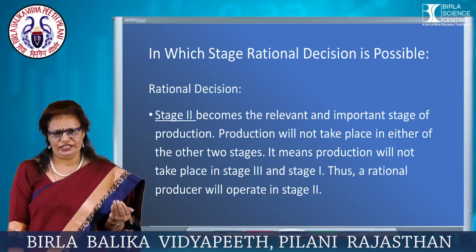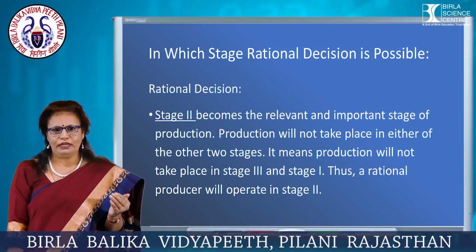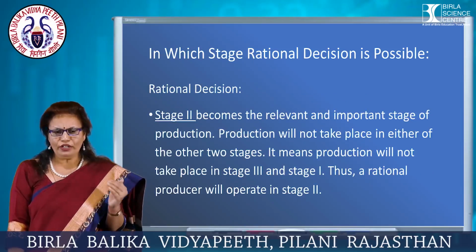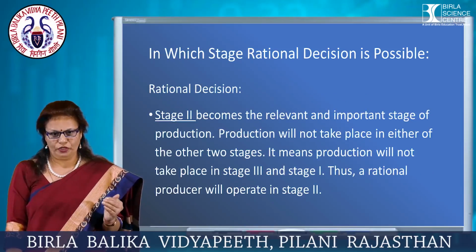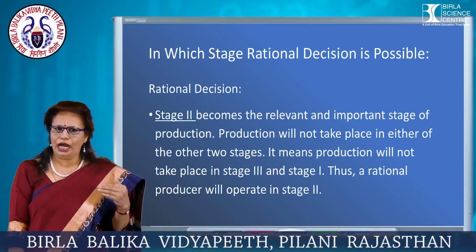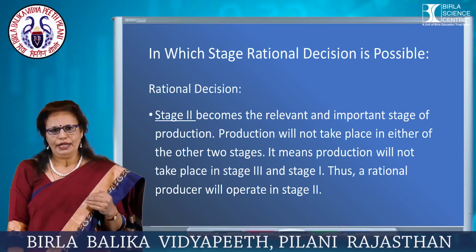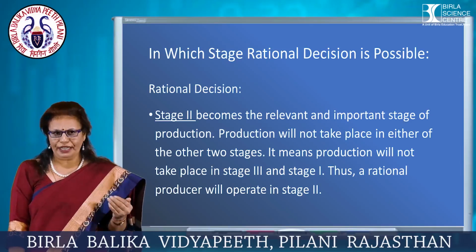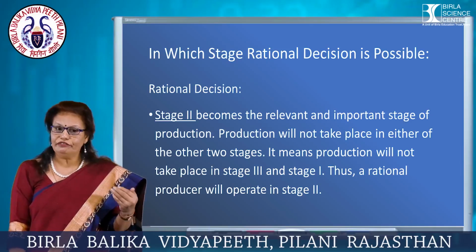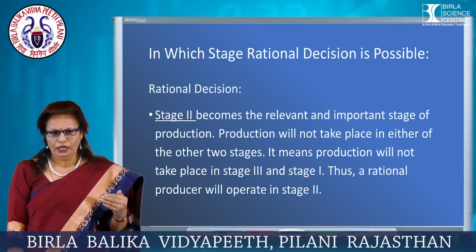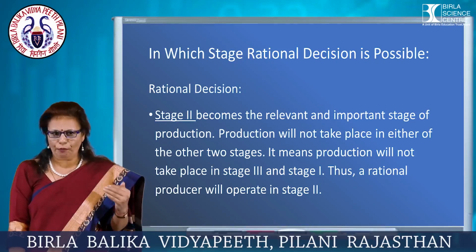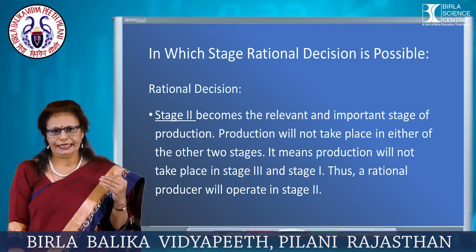So what is the rational decision? The stage second becomes the relevant and important stage of production. Production will not take place in either of the two stages. It means production will not take place in the third stage and the first stage. Thus, a rational producer will operate in stage second.